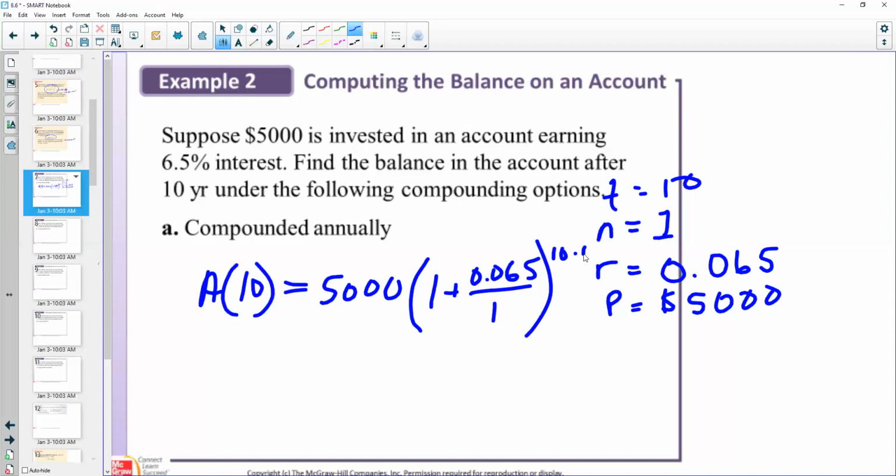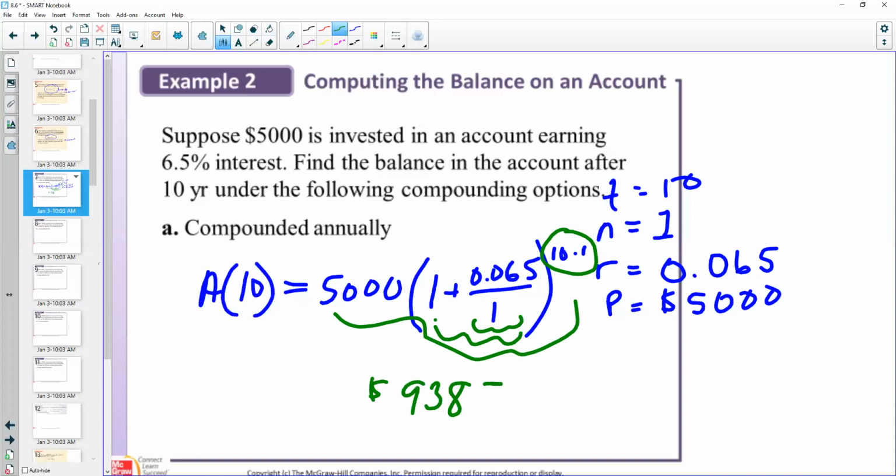You should be able to do this in your calculator. You would do 0.065 divided by 1, plus 1, then the exponent, then multiply by 5,000. Be careful of your order of operations here. When you are finished, you should have $9,385.69.